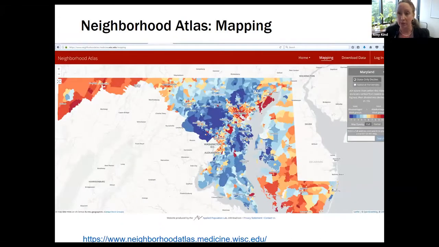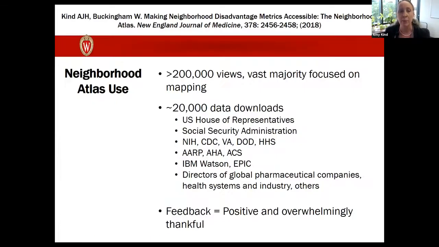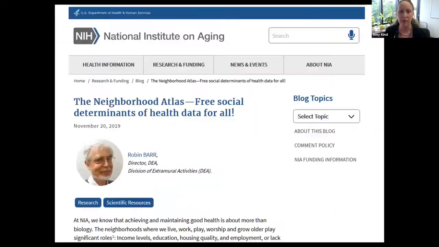This is what the mapping looks like. You can see Maryland here. Baltimore, as compared to everywhere else, does show up quite strongly, but the use has been profound. We published this work in the New England Journal back in 2018 and have had over 200,000 views and over 20,000 downloads. Everywhere from Congress to the CDC to IBM Watson has been reaching out to us around this. And the NIH has been wonderful about promoting this work as well.